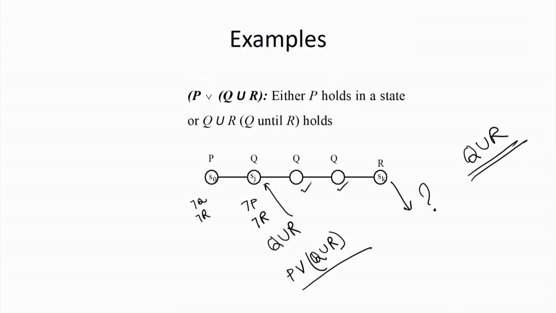As per our notion of timing, we said that future includes the present state. Since r is true over here, in this particular state p until q is also true. So, p is false, but q until r is true. So, p or q until r is true in this particular state S k.